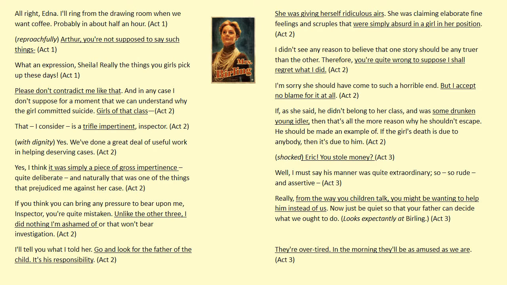Because we get more examples of how she just does not see Eva Smith, Daisy Renton, whatever name we choose to give to the girl. She doesn't see her as a human being who has any of the same qualities. Notice the quotation at the top on the right. She was giving herself ridiculous airs. In other words, she was behaving politely, I suspect. She was trying to basically get some help from the committee, and which was simply absurd in a girl in her position. She had no right to do that. It was ridiculous. She was laughing at this girl who desperately needed her help.